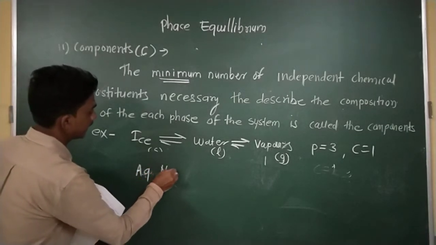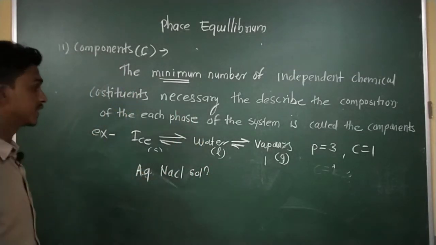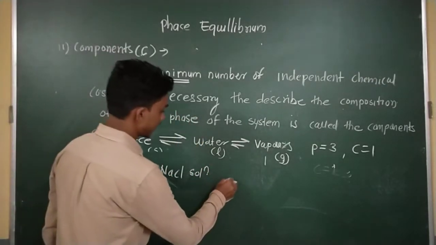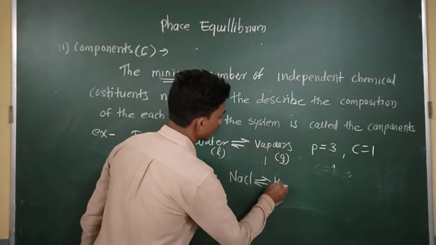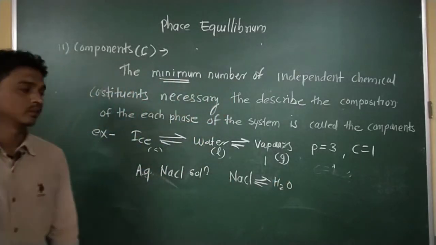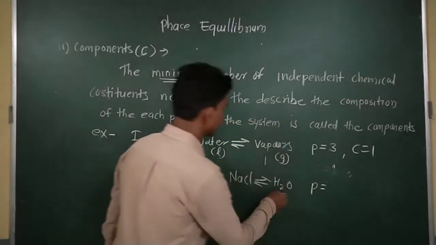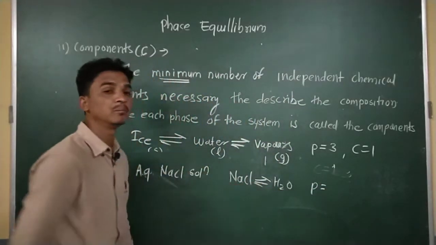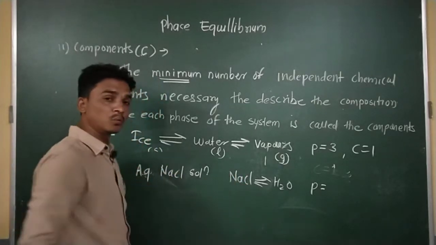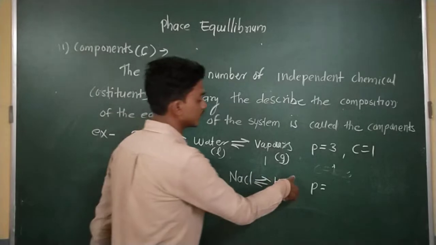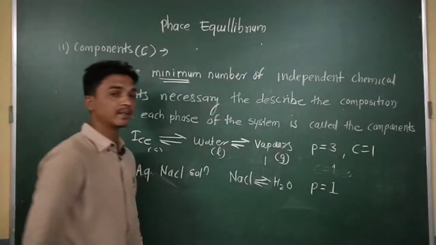Aqueous NaCl solutions. So I am writing these equations. NaCl is in equilibrium with water molecule. Because of this, sodium chloride is completely mixed into water molecules. The phase of the formed solution is what? Homogeneous solution. So we can say the phase of this system is a one phase system.